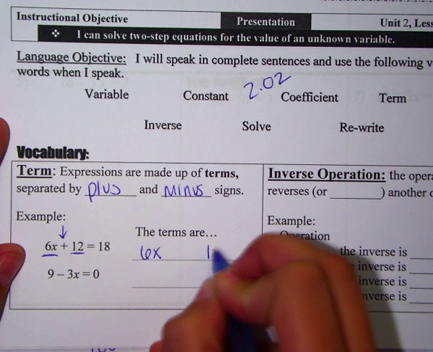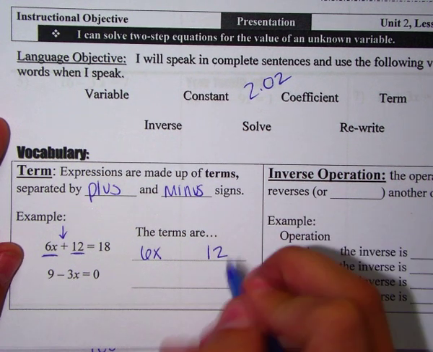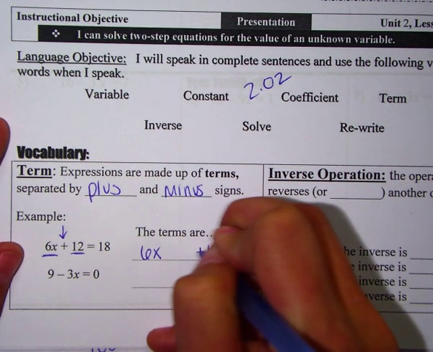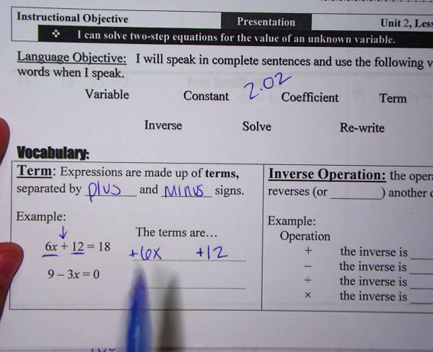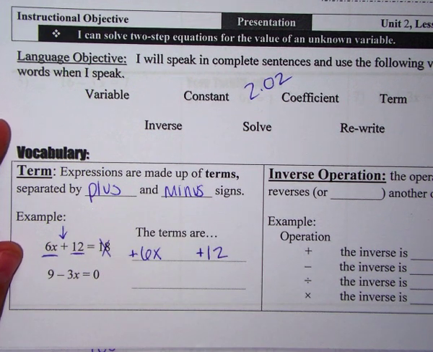6x is a term and 12. The 12 is a positive term and the 6 is also a positive term. So the terms can be positive or negative. 18 is not a term because it's not separated by a plus or minus sign.